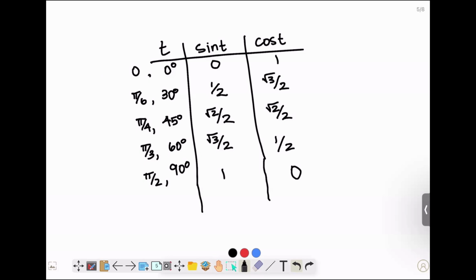And I could do this every time I got an exam or had a problem I needed to solve where I needed to know these angles. As long as I knew where I was starting and I knew what the angles were, then I could just fill in the chart quickly and then refer to my chart as I solve the problem. So just another option.